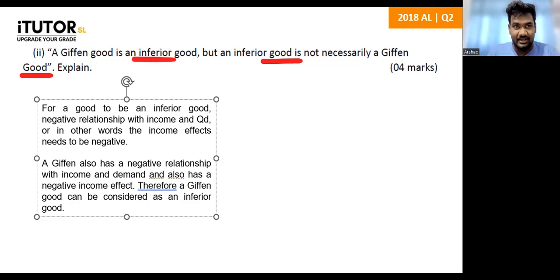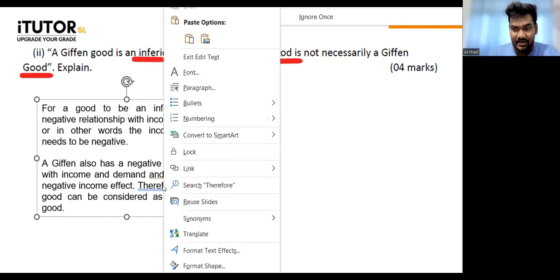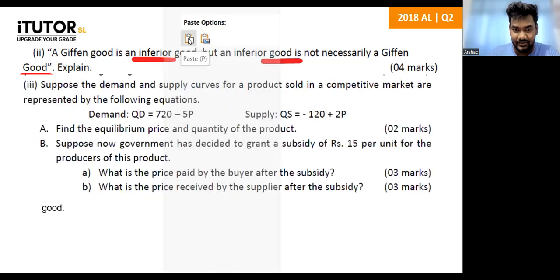Is that okay? Yes, Giffen goods don't have much close substitutes. Is it income and QD or price and QD? Income and QD, not price and QD.